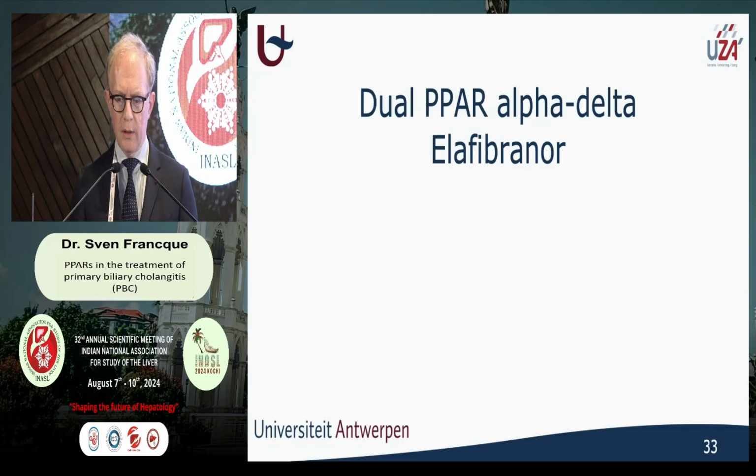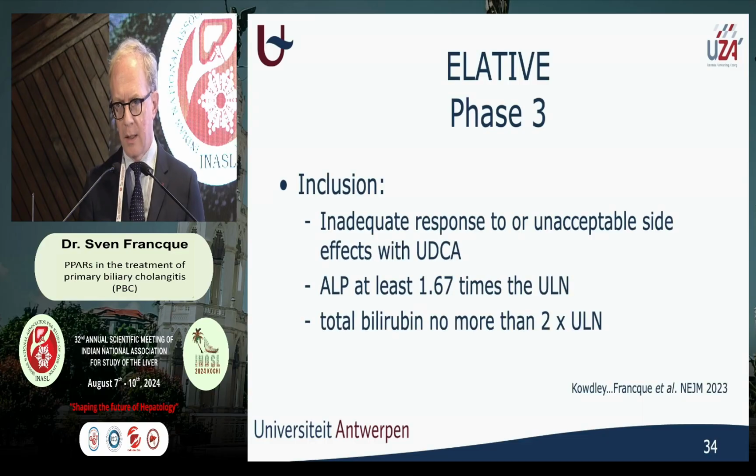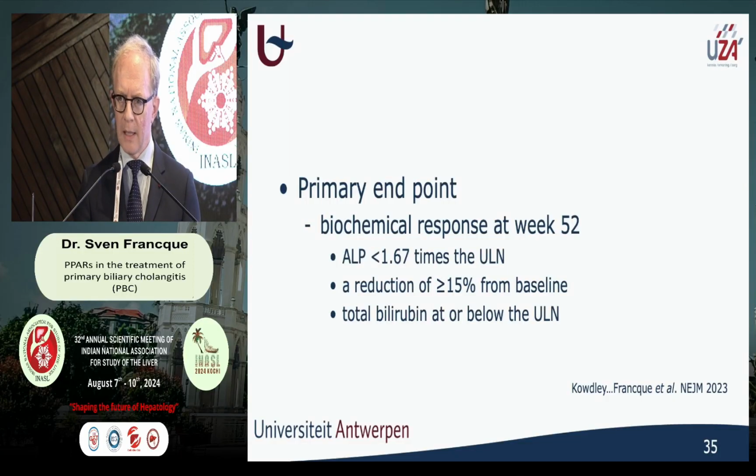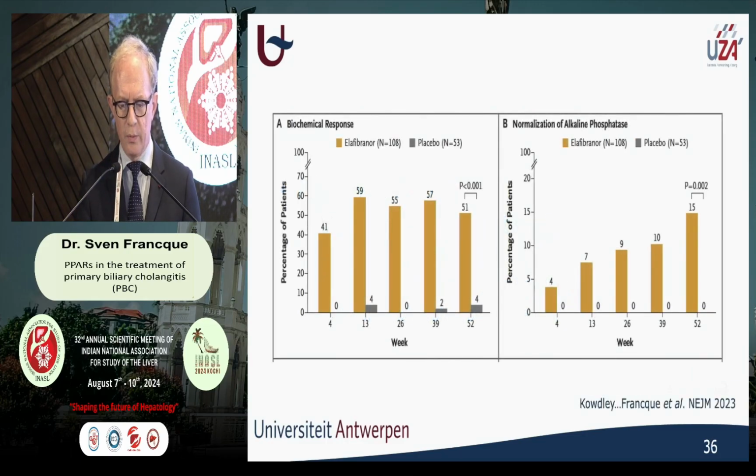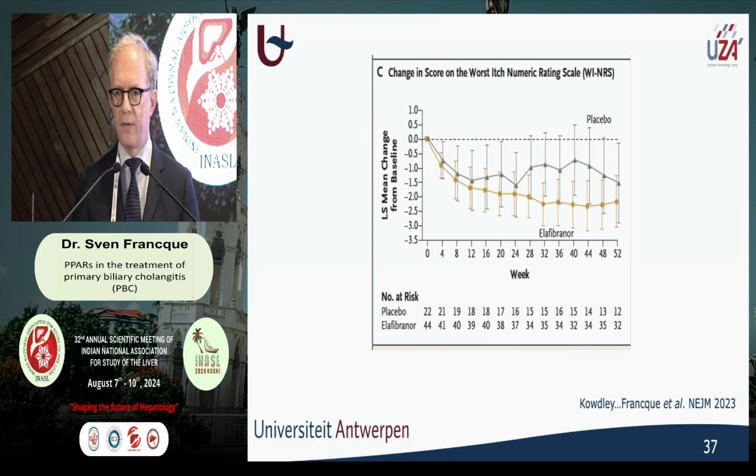Then an approach with dual agonists. First of all, elafibranor, which is alpha-delta PPAR agonism combined. Again, now classical definition of UDCA non-responder for inclusion. Classical definition of the primary endpoint with the 1.67 threshold, but also 50% decrease and normal bilirubin. Here are the results in terms of biochemical response at 1 year, 51%, alkaline phos normalization, 15%, some effect on pruritus, you see a clear trend, but this was in this case statistically not significant.